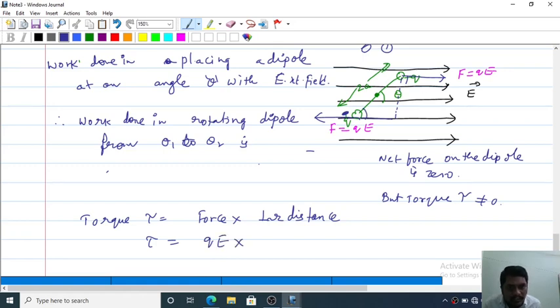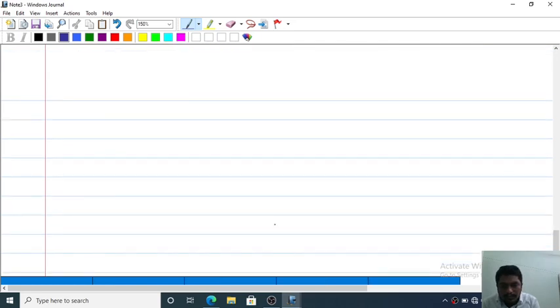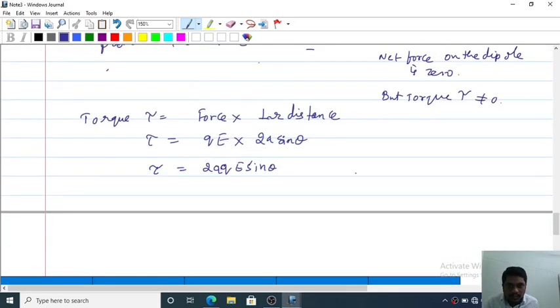This is 2a. If the axis of the dipole is making an angle theta with the electric field, the horizontal component, the adjacent side, is 2a cos theta, and the perpendicular is 2a sin theta. So this is the perpendicular distance. Therefore torque tau is equal to 2aq into E sin theta. What is 2aq? It is the dipole moment, so tau is equal to P into E into sin theta.